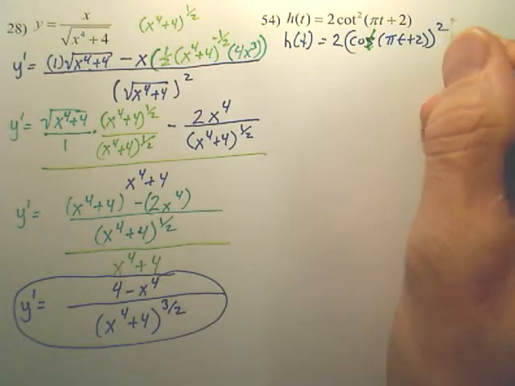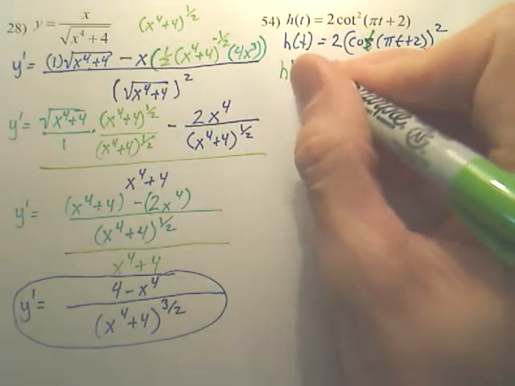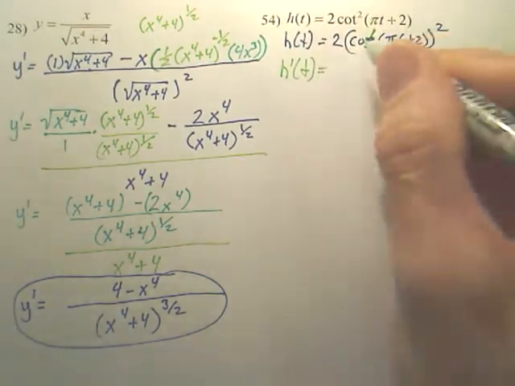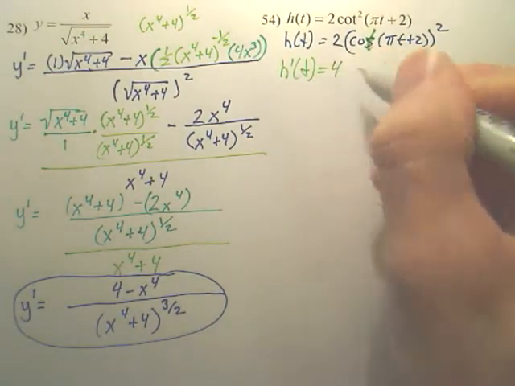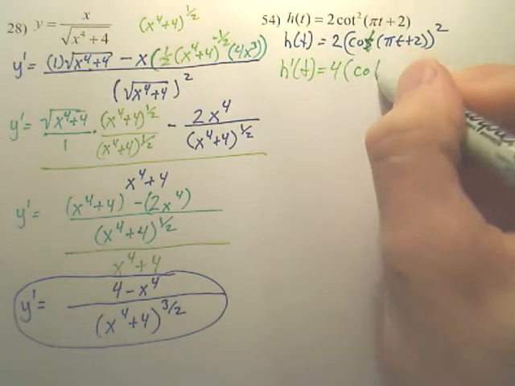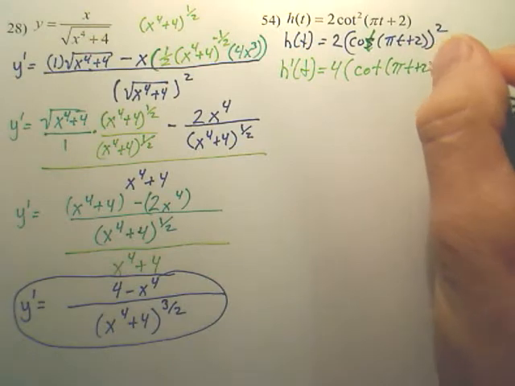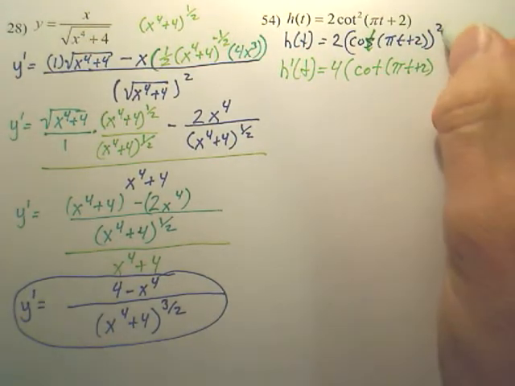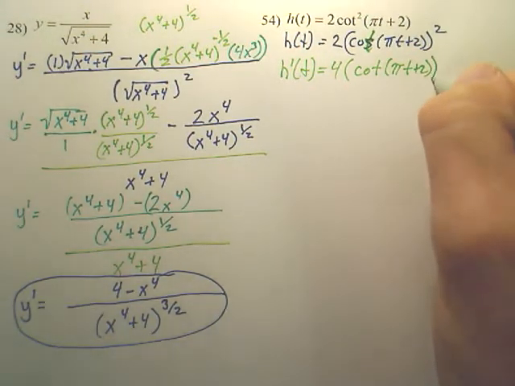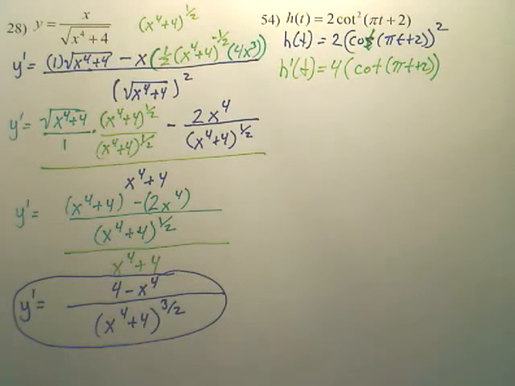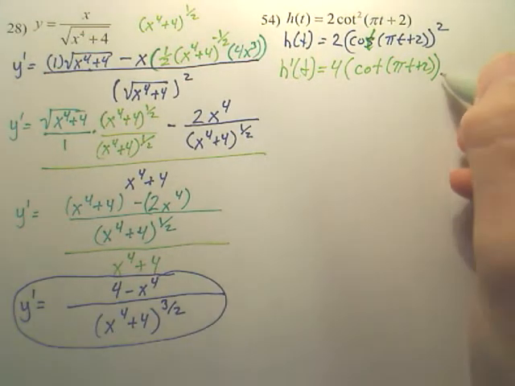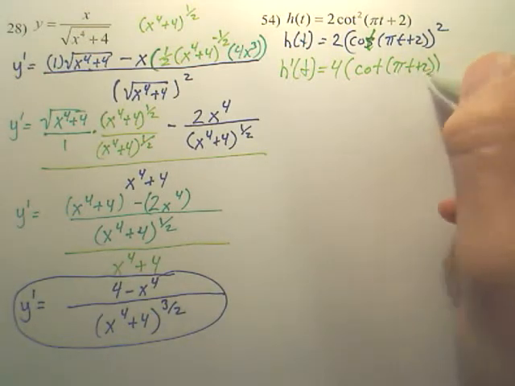So this squared, you got to bring that and put it out front. 2 times 2 is 4. Leaves you cotangent, my mistake. And when you subtract 1 from 2, you just get 1, so we don't need to put a 1 there. And from that, I now need to derive the inside.